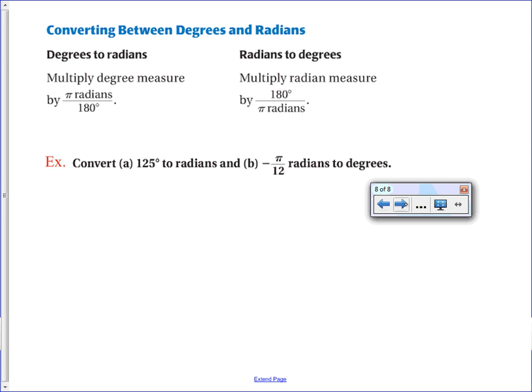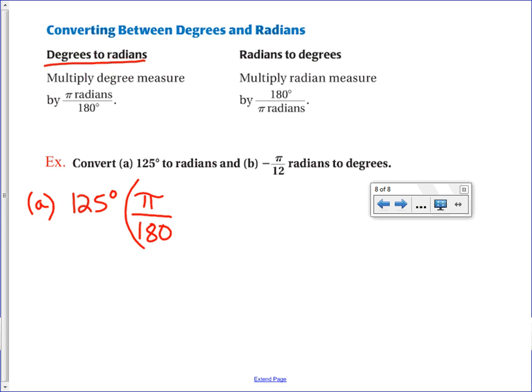So to convert between degrees and radians, it's a very simple conversion process. If you're trying to go from degrees to radians, you're just going to multiply your degree measurement by pi over 180. It's a conversion because pi is 180 degrees. So in example A here, I'm going to take my 125 degrees and convert it to radians by multiplying by pi over 180. This is really just multiplying by 1, since pi is equivalent to 180, like I keep saying.